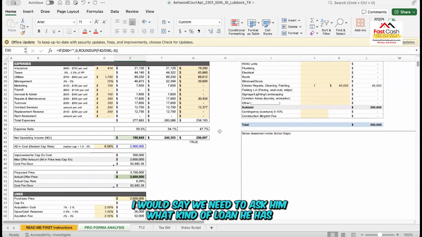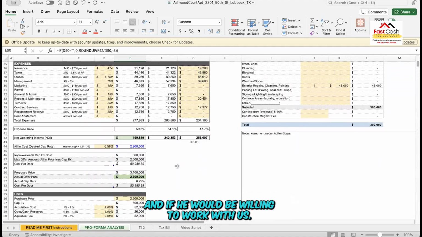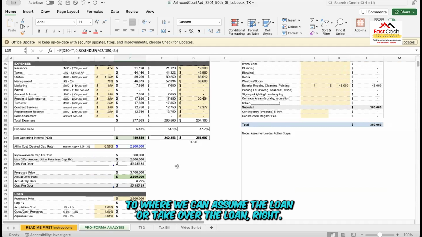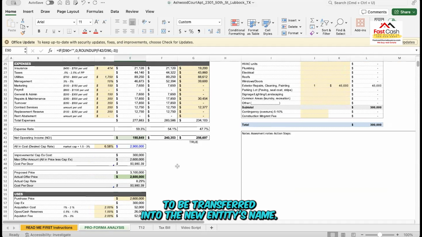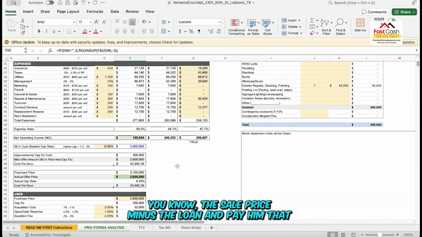I would say we need to ask him what kind of loan he has and if he would be willing to work with us. If it's a favorable loan situation, if he'd be willing to work with us to where we can assume the loan or take over the loan, right? I wouldn't even call it assuming, because assumption means that the loan would have to be transferred into the new entity's name. I would phrase it more along the lines of taking over payments, so the loan still stays in place. Yeah, exactly. It's a subject-to deal. Exactly. And then pay him his equity, whatever that works out to, the sale price minus the loan, and pay him that.